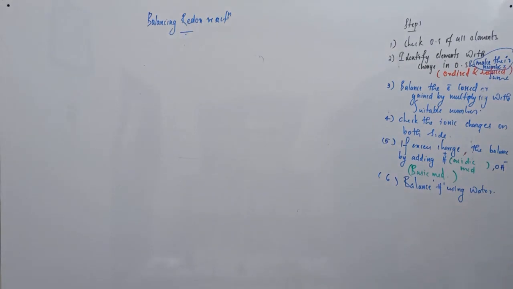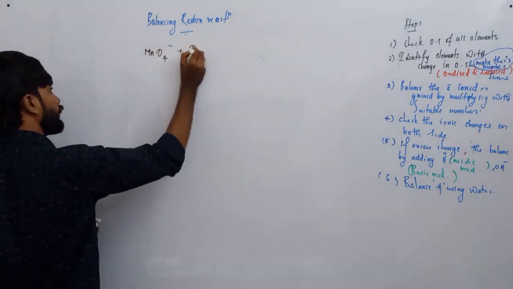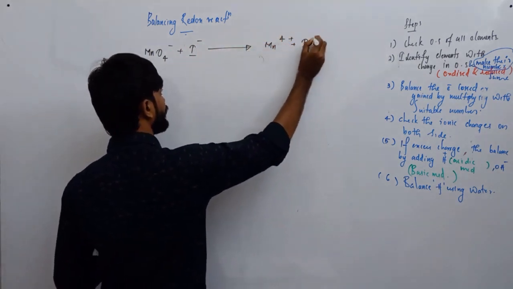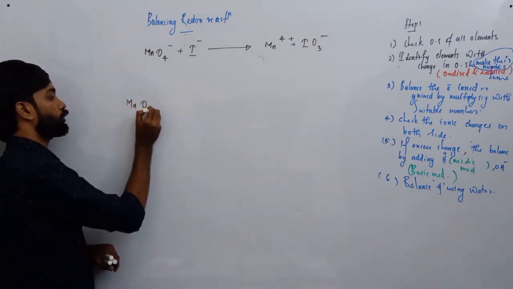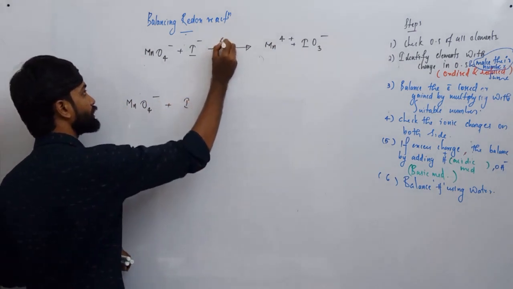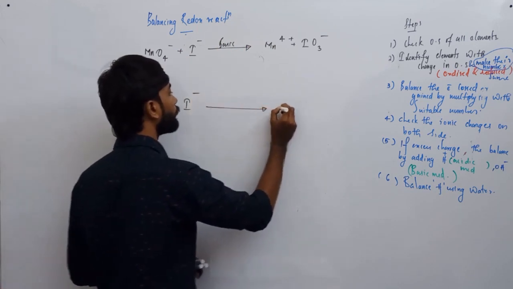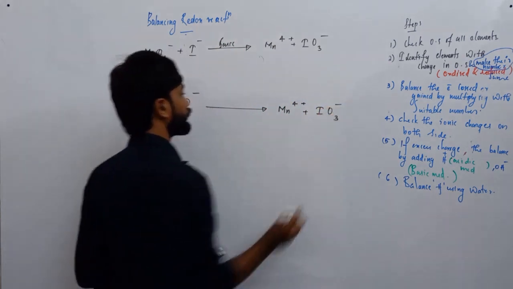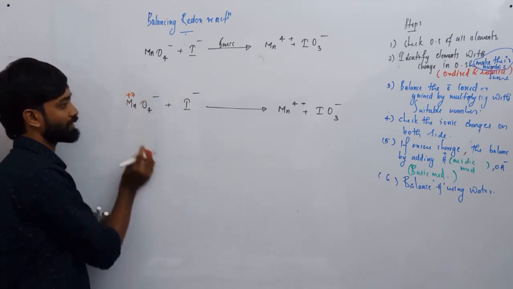Okay. That is the case of permanganate, MnO4 minus, with the iodide in basic medium. So it turns to Mn4 plus and iodide turns to IO3 minus. Let me show the question once again. MnO4 minus, and this is basic medium. MnO4 minus plus I minus become Mn4 plus plus IO3 minus. Ready? Fine.